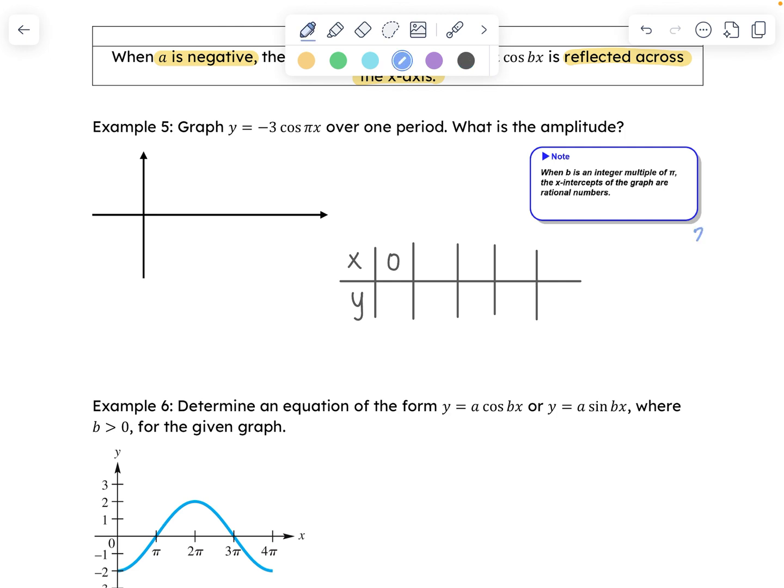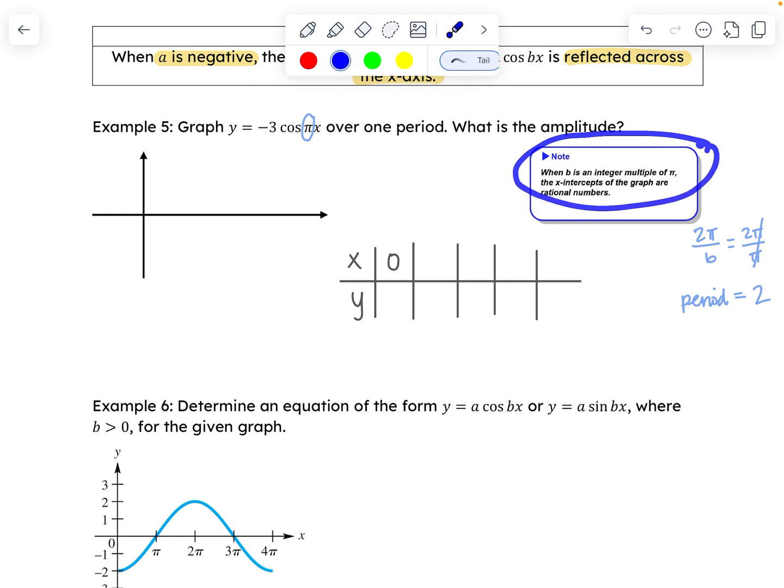So remember, your period is 2 pi over b. Well, my b this time is pi. So I'm going to have 2 pi over pi, which means my period is just 2 because those pi's cancel out. And that's what my note says right here. When b is an integer multiple of pi, the x-intercepts of the graph are rational numbers. They're just going to be numbers without pi in them, which is going to make it a little bit easier for us to figure out what all of our x values should be. So my period over here is going to be 2.